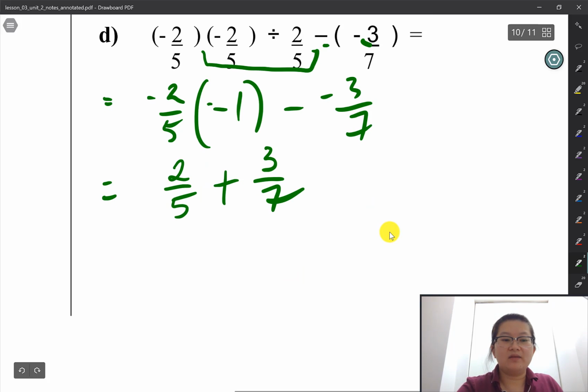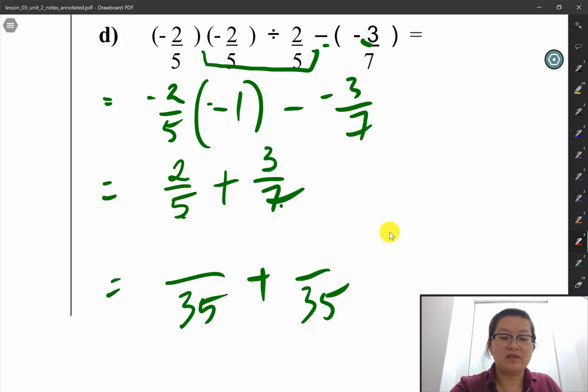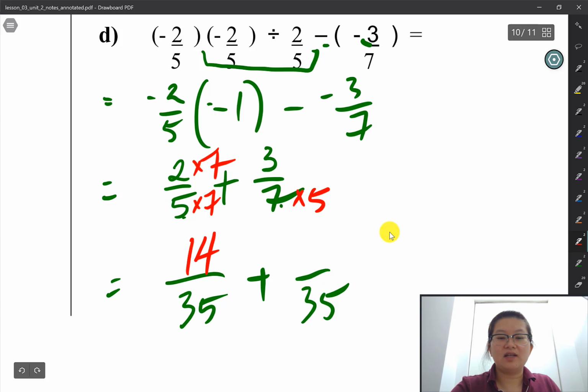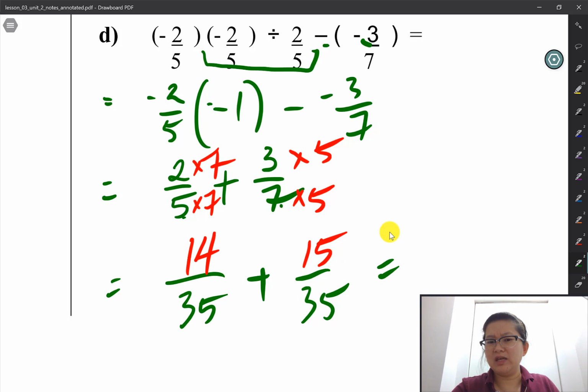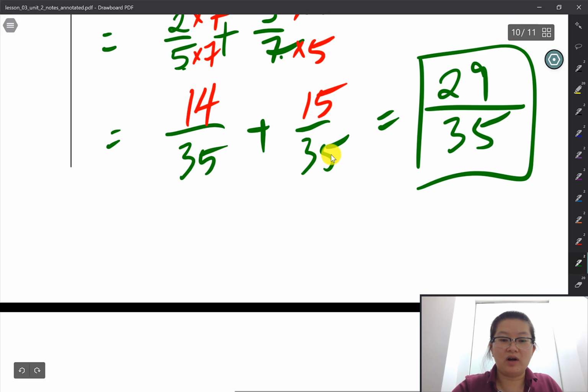Now I can try to find the common denominator between the two, which is probably going to be 35. Now I need to find what number I multiplied the bottom by to get the common denominator. This is 7. I multiply this by 7. So 2 times 7 gives me 14. 7, I need to multiply by 5 to get 35. So 3 times 5 is going to give me 15. And I'm going to add the 2. Oof, this is going to give me 29 over 35, which cannot be simplified even more.